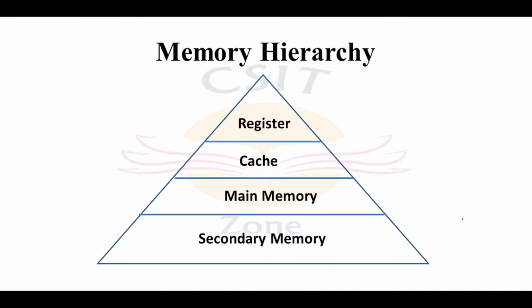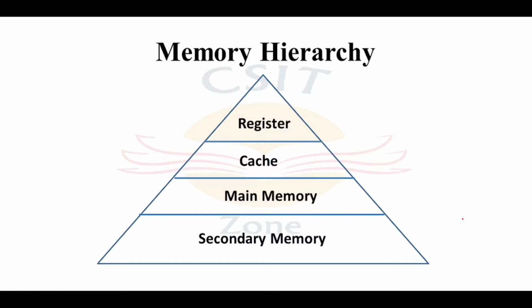And in the second position we have the cache memory. Cache memory stores frequently used instructions and data for quicker processing by the CPU of the computer. The cache is an extension of the computer's main memory.